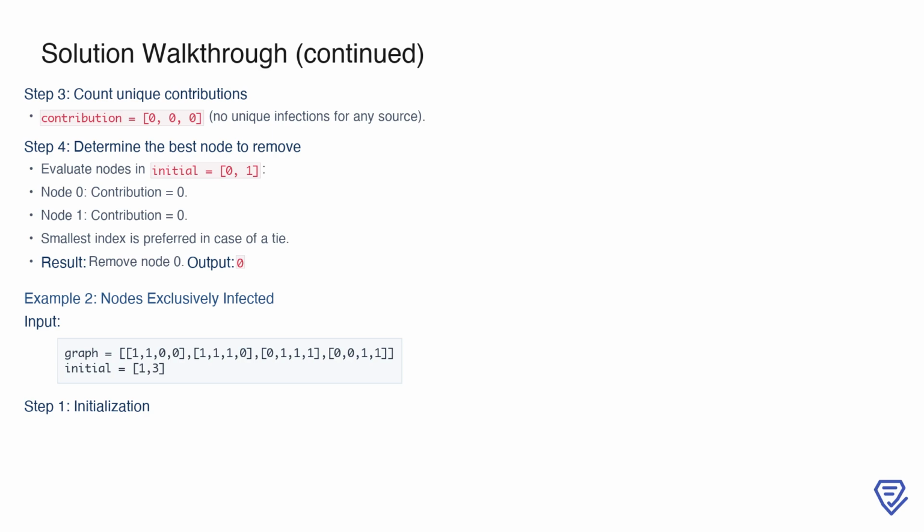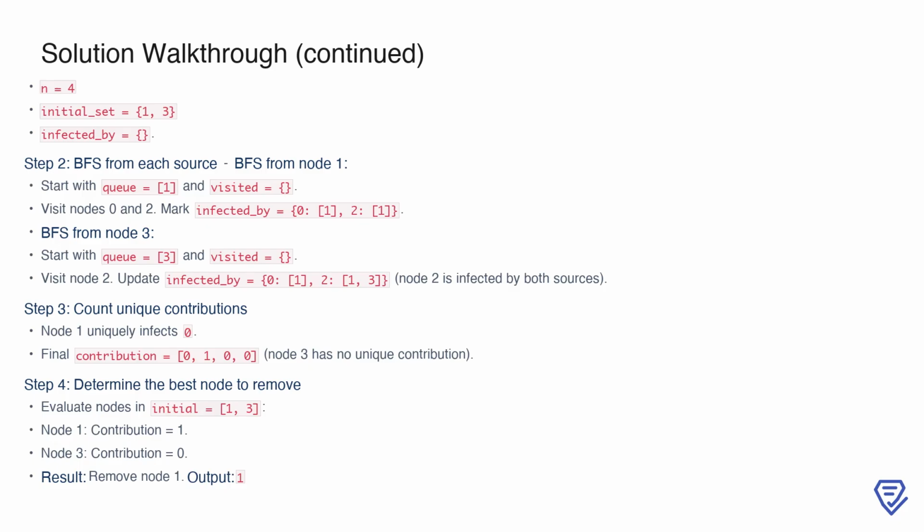Moving to another example, we now consider a graph where some nodes are exclusively infected by specific sources. In this second example, the graph has 4 nodes, and nodes 1 and 3 are initially infected. After initializing the variables, with n equals 4, initial_set equals 1, 3, and infected_by as an empty dictionary, we proceed with BFS starting from each node in the initial_set. For node 1, we start with a queue containing node 1 and an empty visited set. From node 1, we can visit nodes 0 and 2.